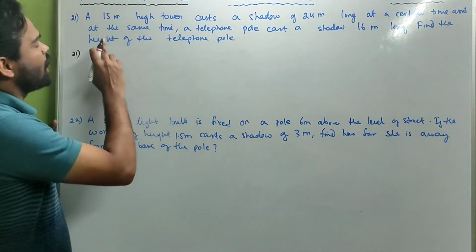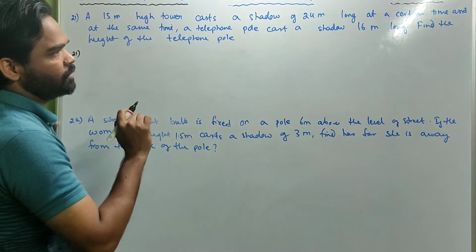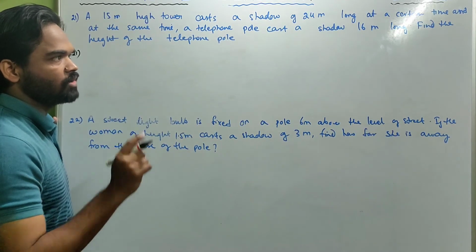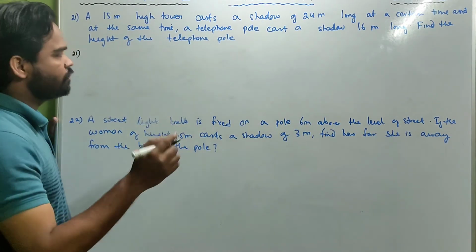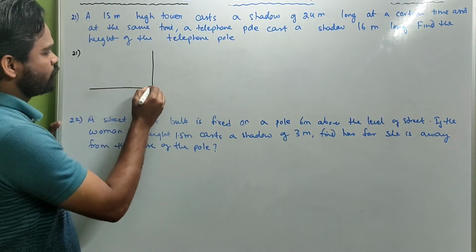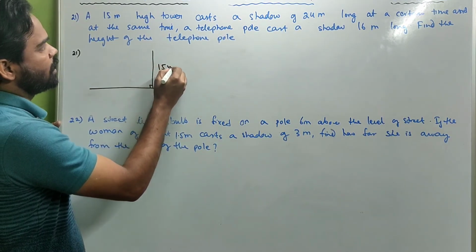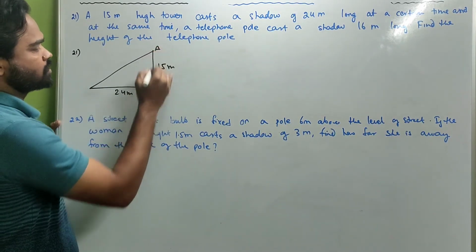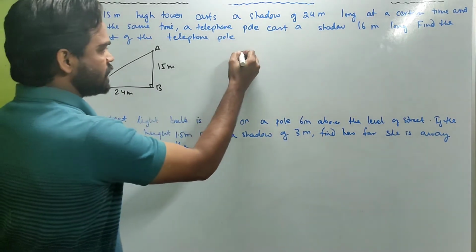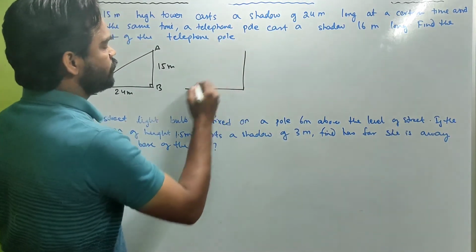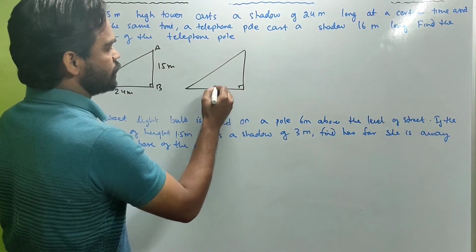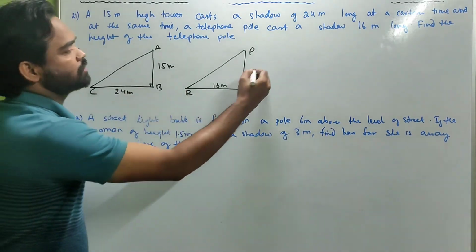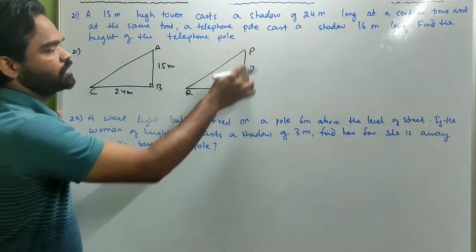Now look at 21. A 15-meter high tower casts a shadow of 24-meter long at a certain time, and at the same time a telephone post casts a shadow 16-meter long. Find the height of the telephone post. Very easy. So from the first information, a 15-meter high tower casts a shadow of 24 meter. Okay, suppose this is A, B, C. At the same time, there's a telephone pole which casts a shadow 16 meter. Okay, PQR. Find the height of the telephone pole, which means PQ.